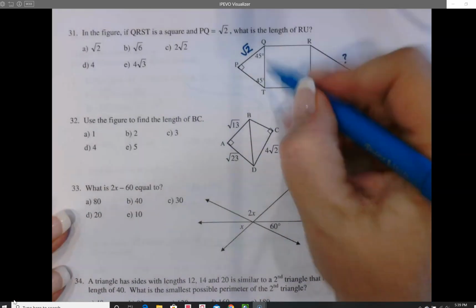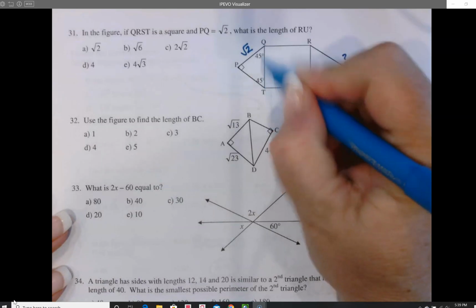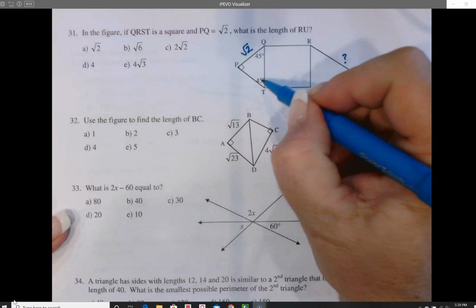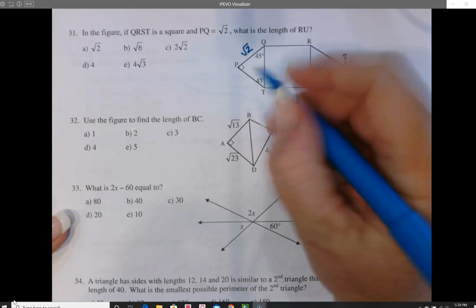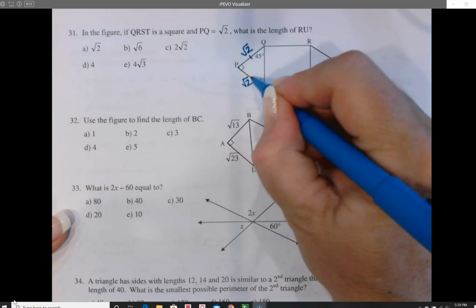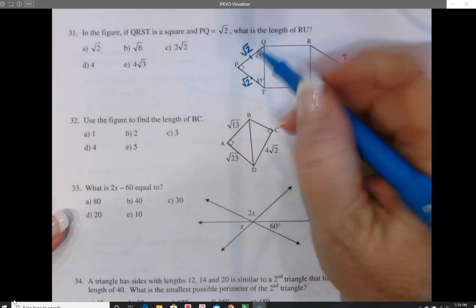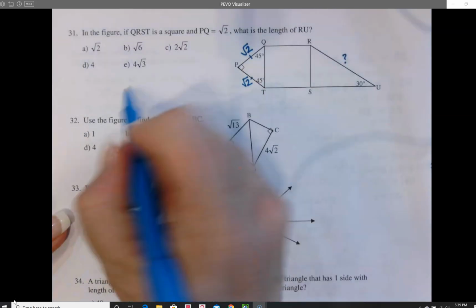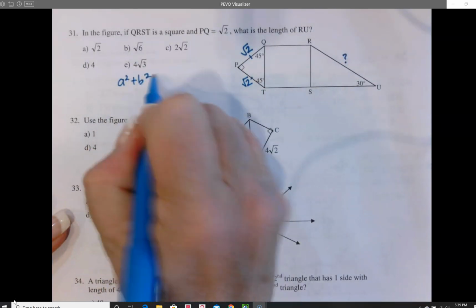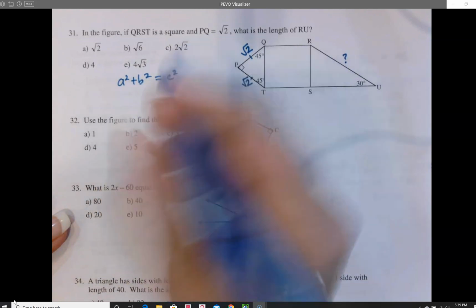So the first thing we need to notice is that we're given that these two angles are both 45 degrees. That automatically means that we have an isosceles triangle. So I can label the legs are going to be equal in an isosceles triangle. And then it's a right triangle, so I can use the Pythagorean theorem. Remember, that's leg squared plus leg squared equals the hypotenuse squared.